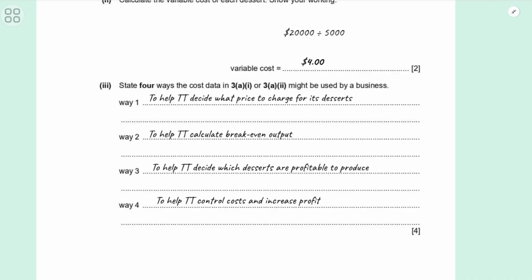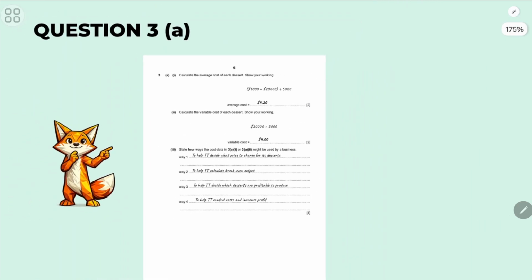Question 3A3. State 4 ways the cost data in 3A1 or 3A2 might be used by a business. This question is knowledge-based. You don't need to explain, just state 4 correct uses of cost data. The answers can be to help TT decide what price to charge for its desserts, to help TT calculate break-even output, to help TT decide which desserts are profitable, and to help TT control costs and increase profit. Here you will get 1 mark per correct use.